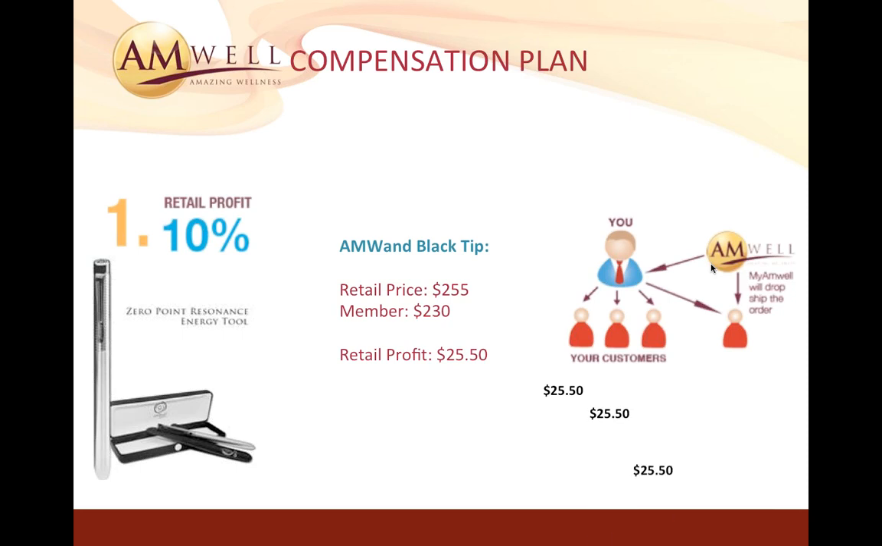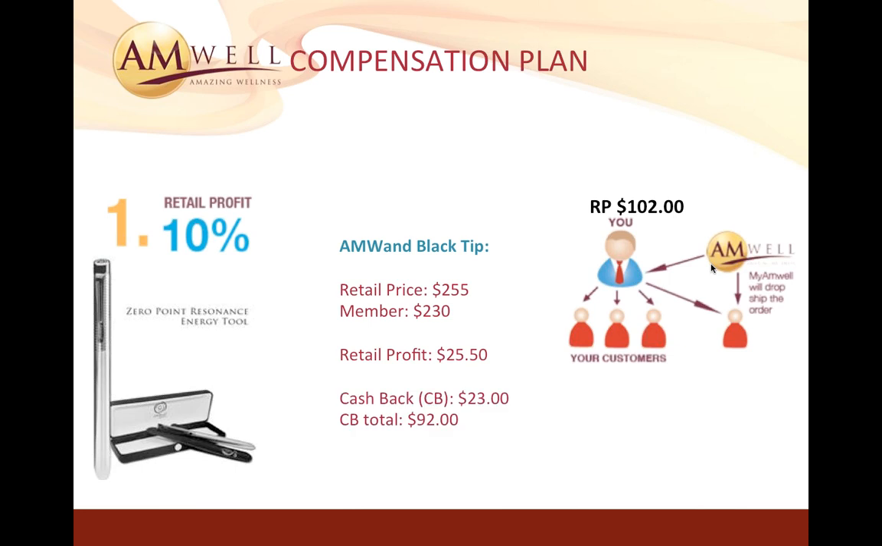So in this example, there's 4 customers that you have. All 4 of these customers purchase a black tip wand from you, and they all pay the retail price, which is $255, and then all that profit goes to you, which is your retail profit. That'll give you $102 as your RP, or retail profit.